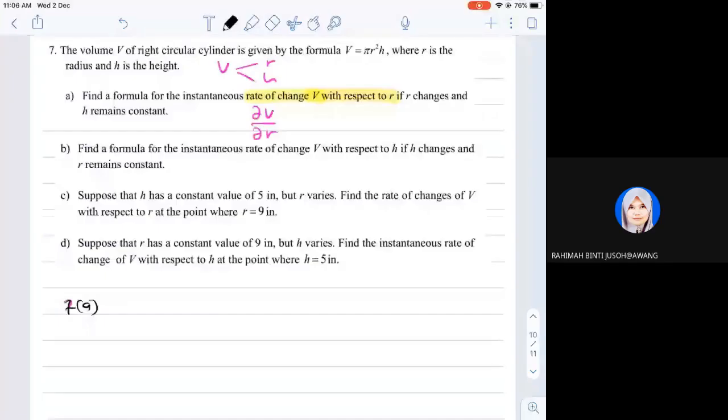In your final exam or quiz, cannot lah, because the quiz is on the computer, right? For the final exam later, you have to highlight your question properly, okay? You have to read the question carefully.